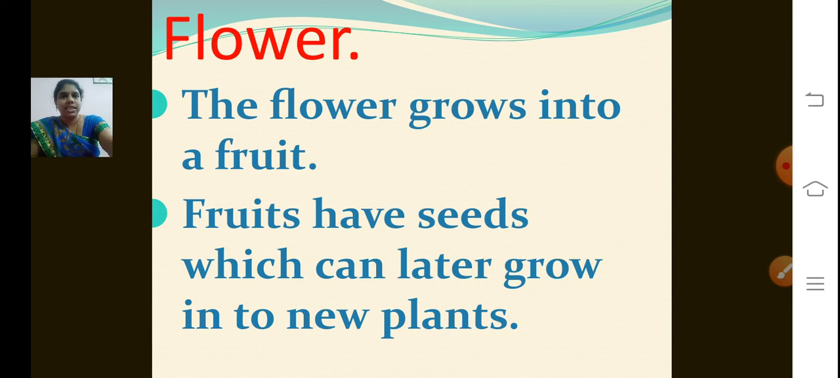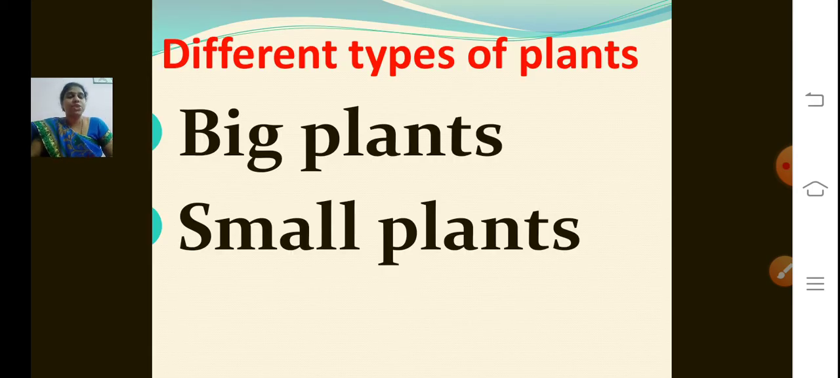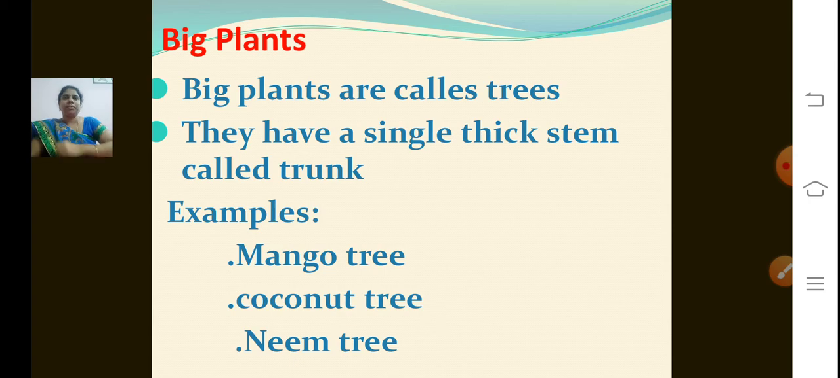Now let's see different types of plants. What are the different types of plants? Big plants and small plants. We'll see what is big plants now.